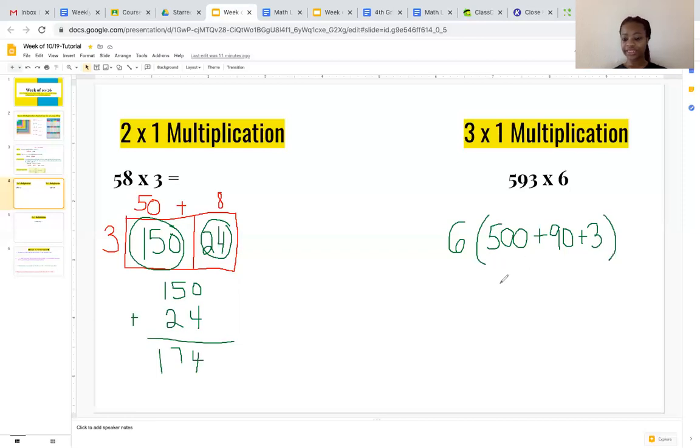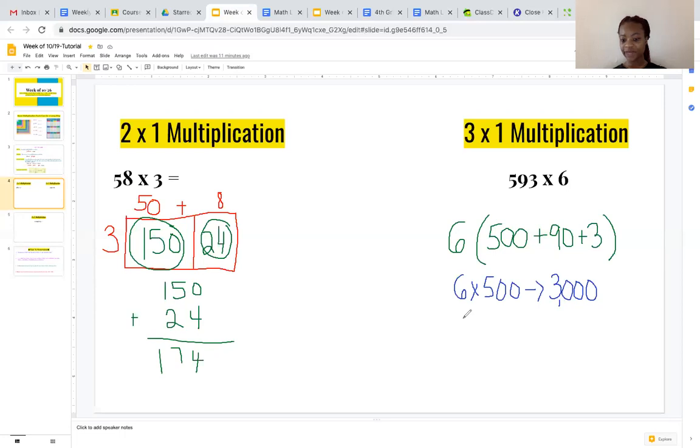So here, this gives us, I can actually break it up some more. So here we have 6, right, times 500, which gives us 3,000. And remember, it's 3,000 and not 30,000, because sometimes we can make this error. So 3,000.